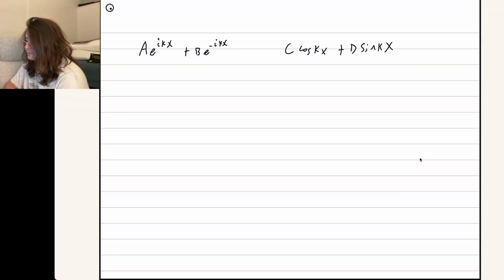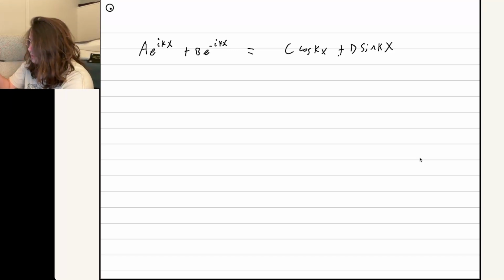Alright, silly people, here's the situation. This equation is a superposition of exponentials with constants tacked onto them, and this equation is a similar sort of thing where you have a cosine and a sine with appropriate constants tacked onto them. I'm going to tell you that these two equations are representing the same sort of thing, and there's a relationship between the constants A, B, C, and D where they match up.